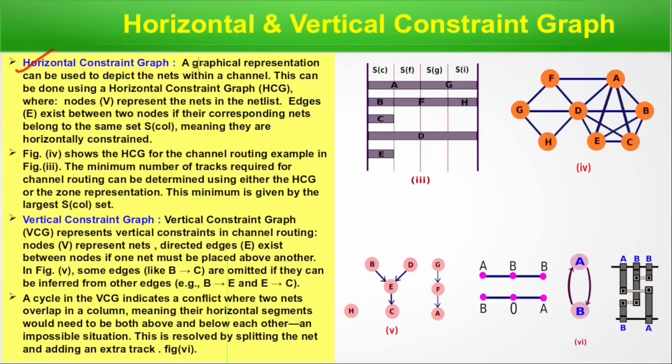Now horizontal constraint graph, a graphical representation can be used to depict the nets within a channel. Graph theory, it's a mathematical theory from abstract algebra, and that is extensively used in placement, routing, in all these steps. So this can be done using a horizontal constraint graph. A graphical representation can be used to depict the nets within a channel.